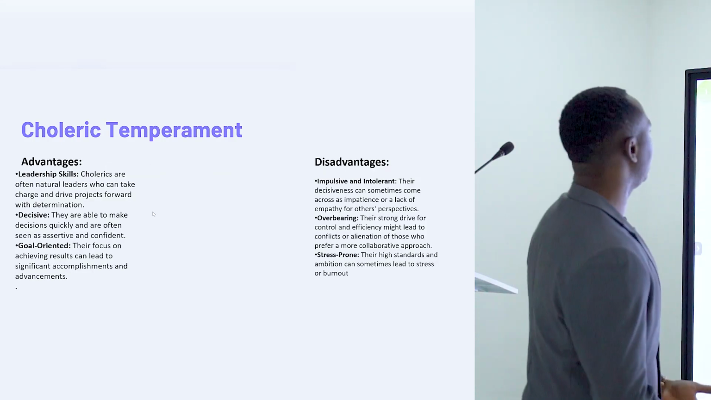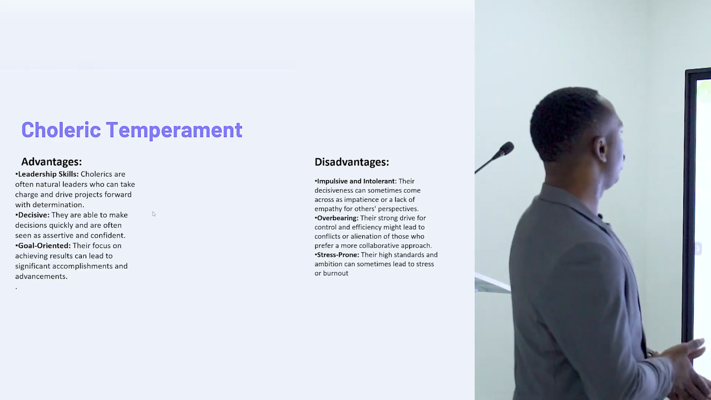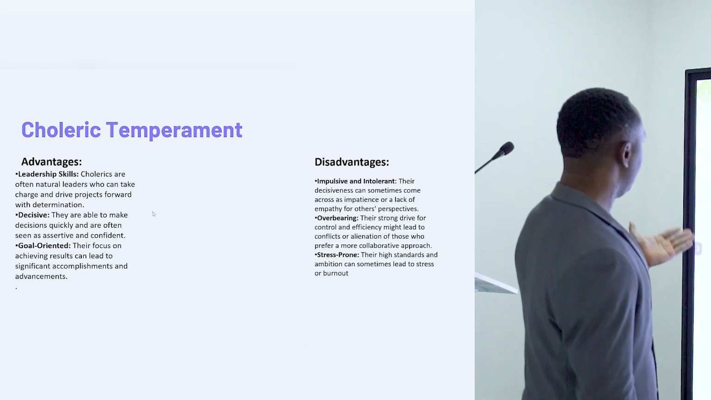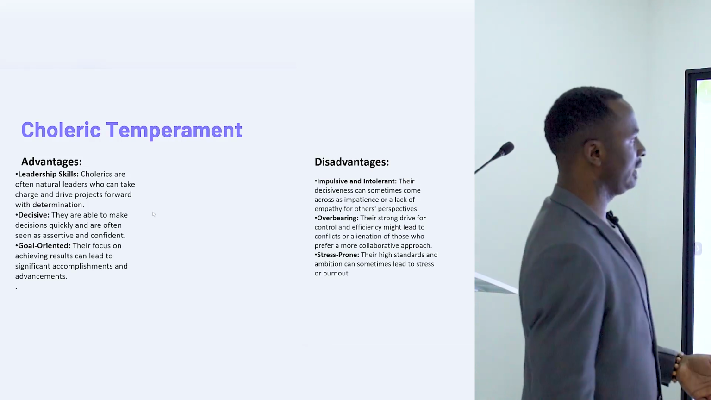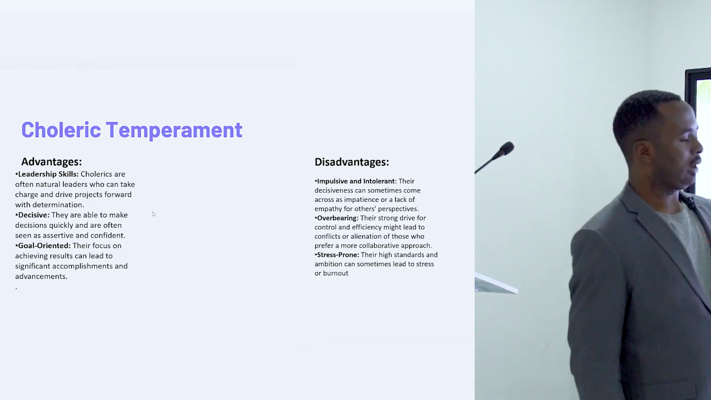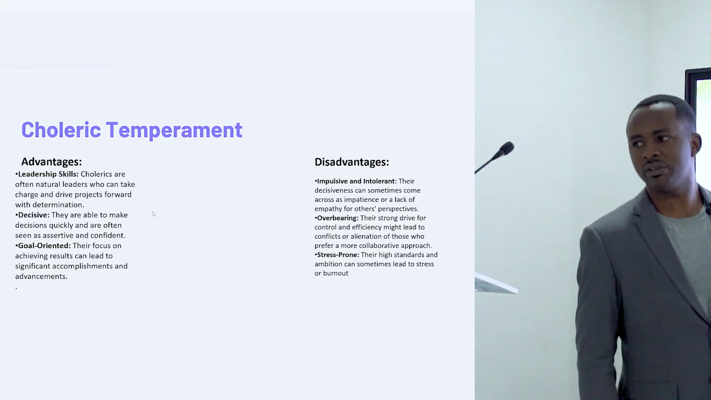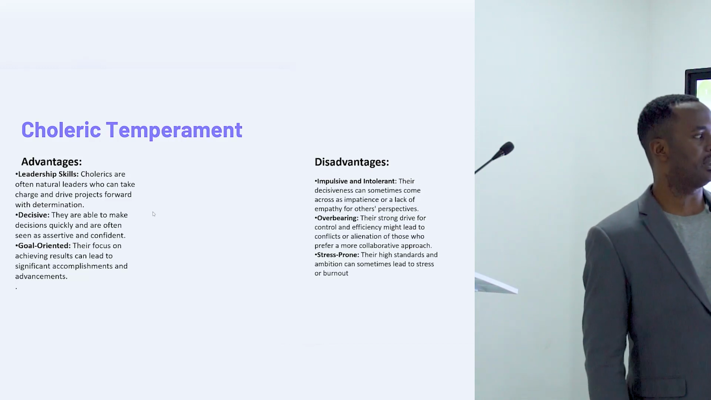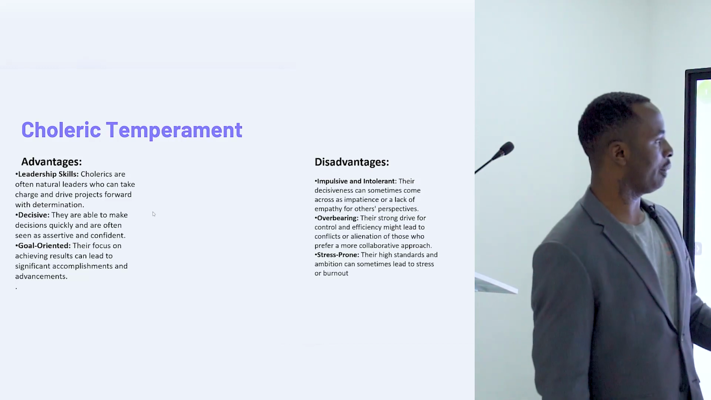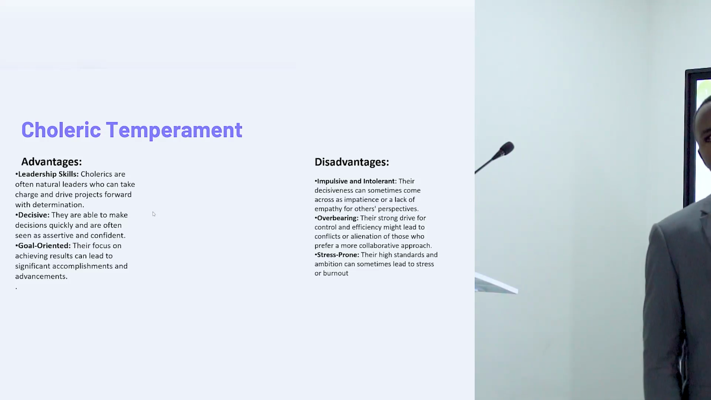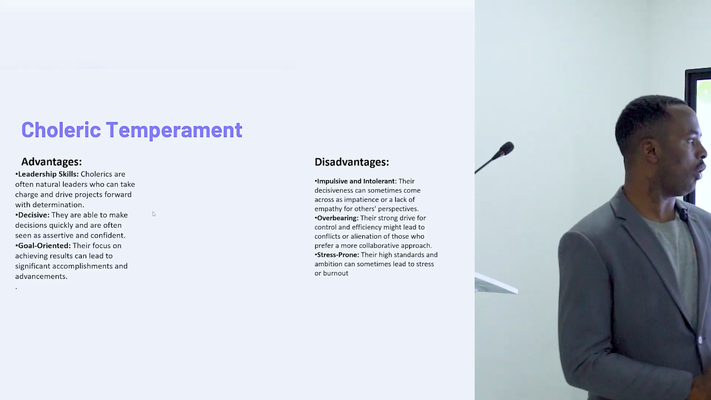Okay, so let's look at some of the advantages of choleric. We said that they have leadership skills, decisive, goal-oriented. Then I want us to look at the disadvantages of the choleric temperament. Impulsive and intolerant. They don't have patience at all.